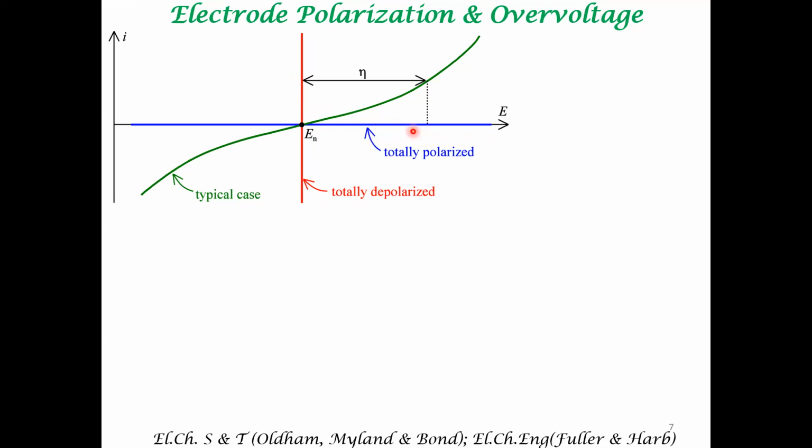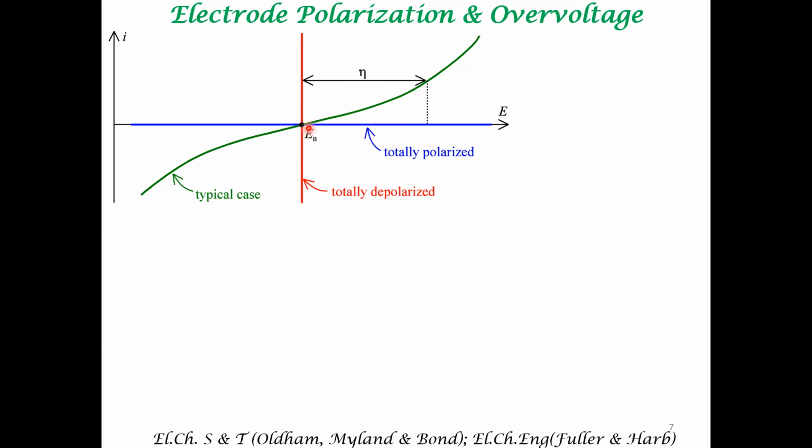Here is the other limiting behavior. You see a large change in potential, but you do not see any current response. But a typical system is somewhere here. So for a change in the potential of the electrode, which is what is being plotted on the x-axis, you do see some current response. I'll define what this is.